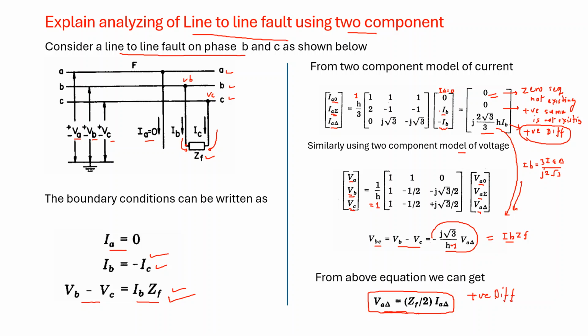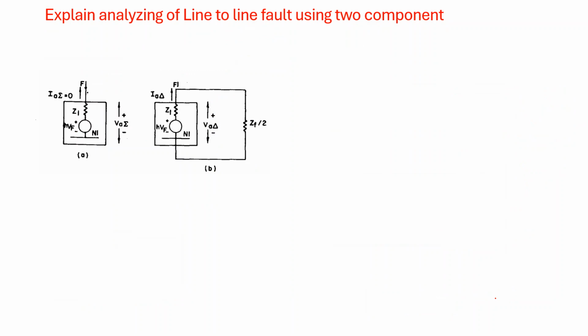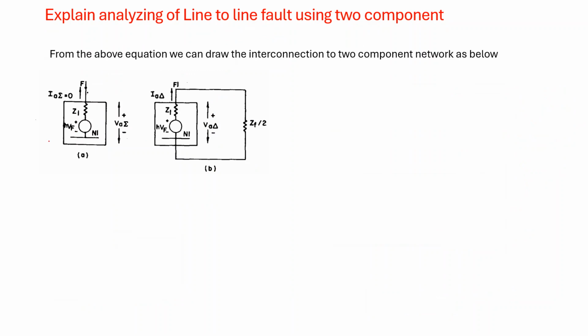Now this is the equation of the positive difference network. So from this equation we can draw the positive difference network here. So you can see this is the positive difference network we have drawn. This is VA delta equal to ZF by 2 into IA delta. So as I told earlier, there will be only positive difference network which we have to analyze, whereas the negative sequence network and positive summation network, they are zero. So here it is written positive summation network is zero.